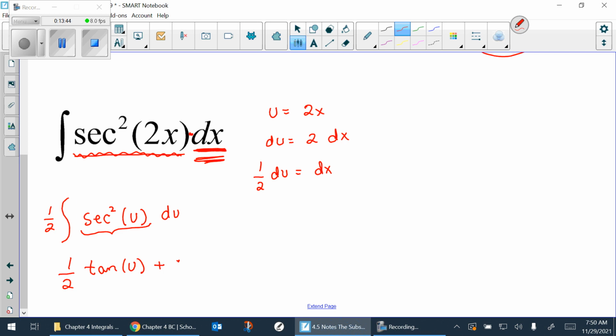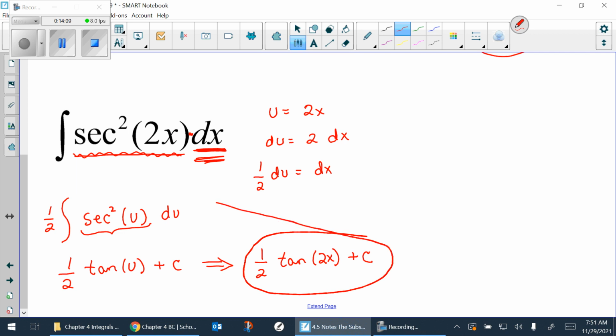But this is an indefinite integral. We've got to put the starters back in the game. 1/2 tangent of 2x plus c. I do believe that the derivative of this is going to be that.